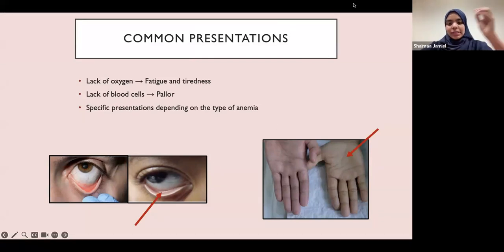And each specific type of anemia would have a specific presentation that you can use to diagnose or try to understand what kind of anemia it is. And we're going to look at these when we look at the specific types of anemias.